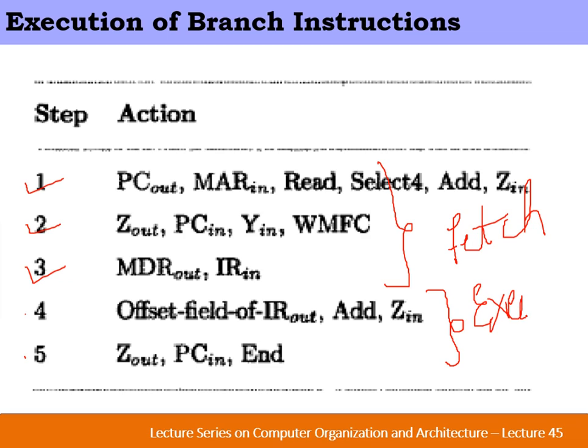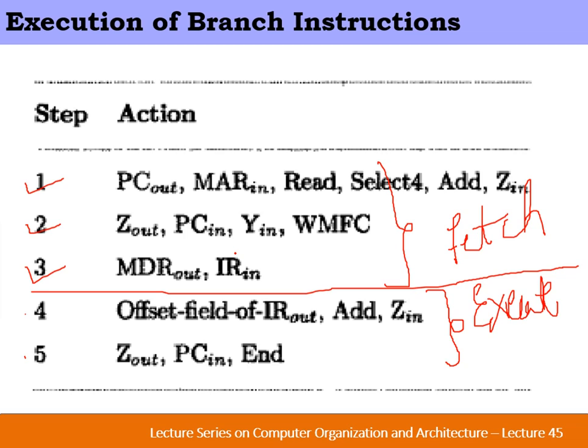So now after fetching only, we will come to know whether that instruction is a branch instruction or not. So what are the normal steps to fetch an instruction from the memory? The normal steps that are required for fetching any instruction from the memory is, we require the address of that memory location where the instruction is available.